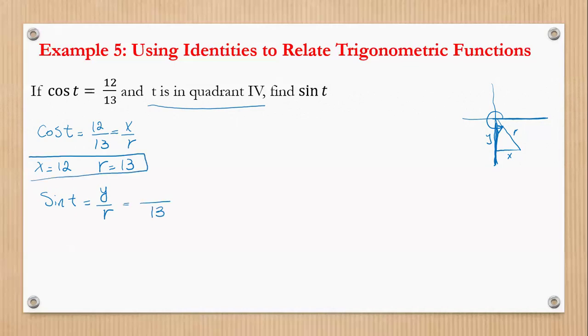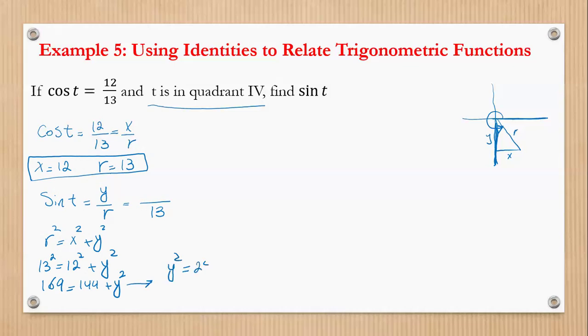How can we find the y? By using the Pythagorean theorem, which is r squared equals x squared plus y squared, which means 13 squared is equal to 12 squared plus y squared. 169 is equal to 144 plus y squared. Isolate the y: y squared is 169 minus 144, which is 25. And if I take the square root, I get that y must be equal to 5.